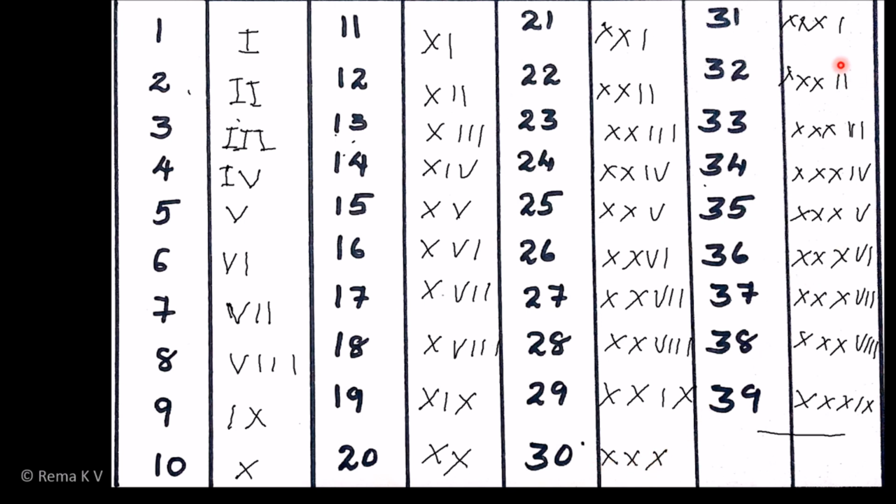Okay. Now 31, 30 and 1, 30 and 2, 30 and 3, 30 and 4, 30 and 5, 30 and 6, 30 and 7, 30 and 8, 30 and 9. Okay. Learn these numbers.